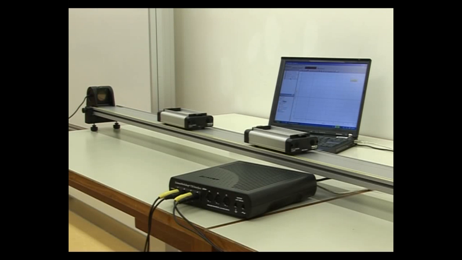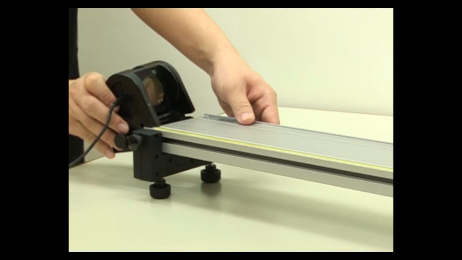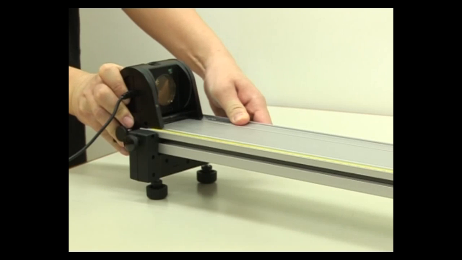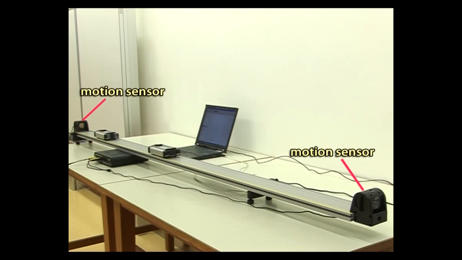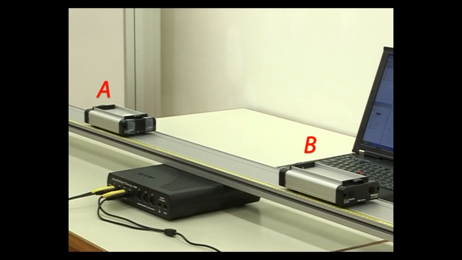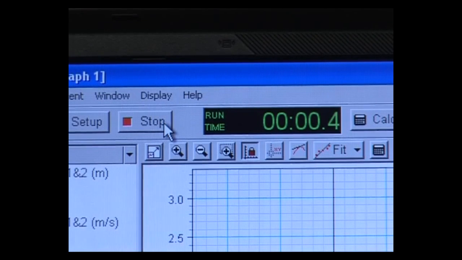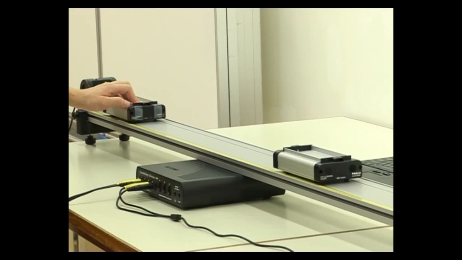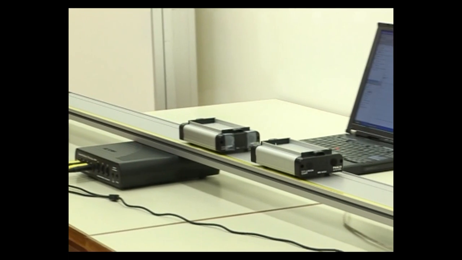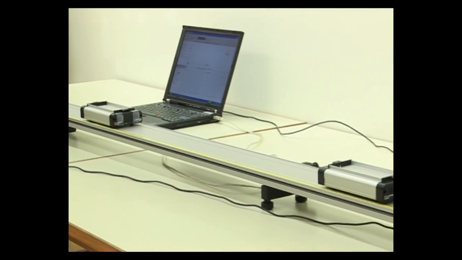We will investigate the change in total momentum and kinetic energy in a hard crash. Mount a motion sensor at each end of a runway. Connect it to a computer via a data logger interface. Place two trolleys on the runway. Run the data logging program and start data recording. Give trolley A a sharp push to make it collide with trolley B.